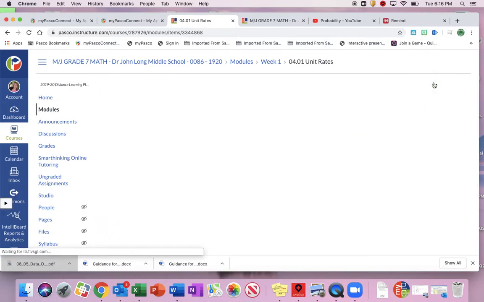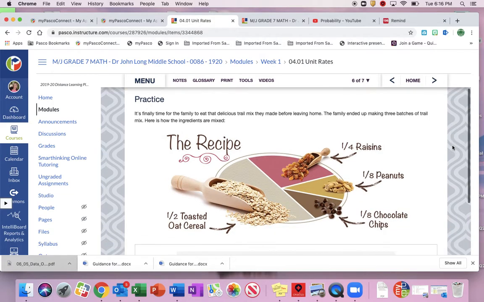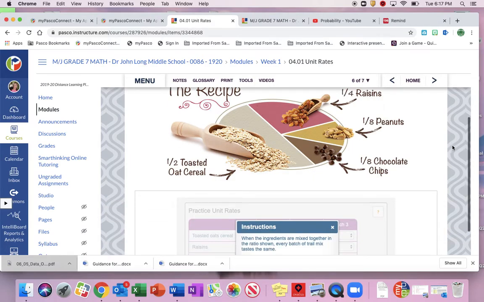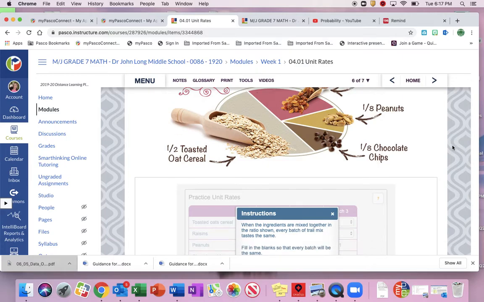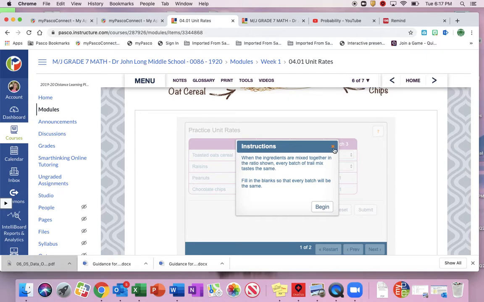All right, we are now on page 6 of 7, so we're almost there. It's wanting you to do some practice. A few people had trouble understanding what exactly to do with the trail mix recipe, but your recipes need to be equivalent so that they taste the same. So you want to change the ingredients by the same amount, like as if you were doubling or tripling, or if you were cutting it in half.